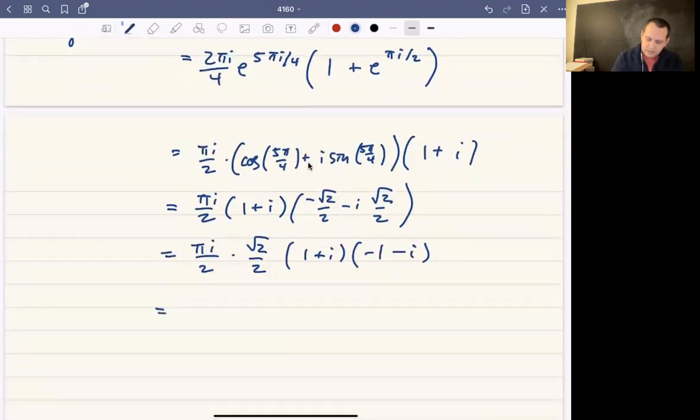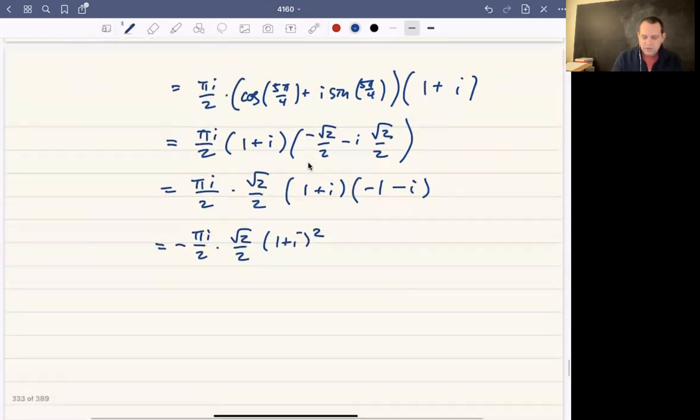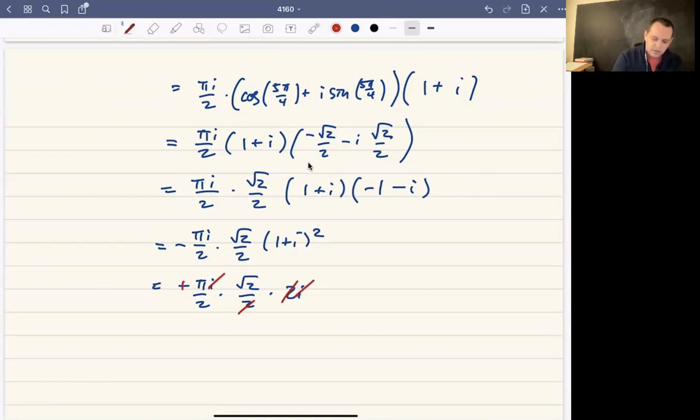So that's pi i over 2 times negative 1 times 1 plus i quantity squared. 1 plus i squared is going to be just 2i. So we're getting there. I think I made our lives too difficult by trying to simplify before, but oh well. So this is going to be 2i. And then let's see, this 2 will cancel with that 2. i squared is going to be negative 1, so that cancels with that. And we end up with this integral being equal to pi times square root of 2 over 2.